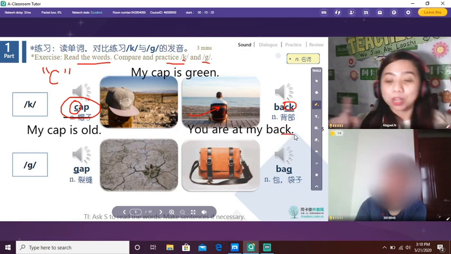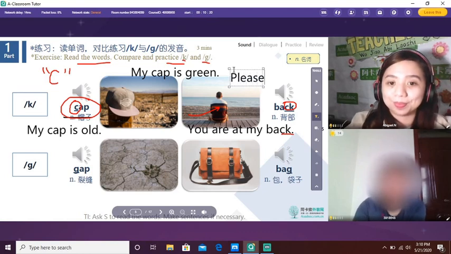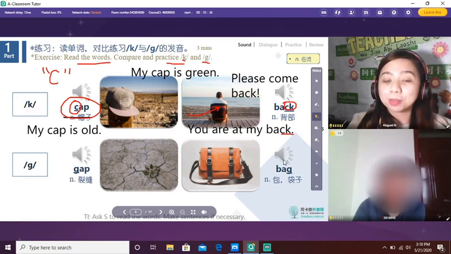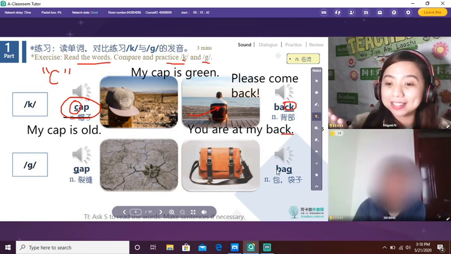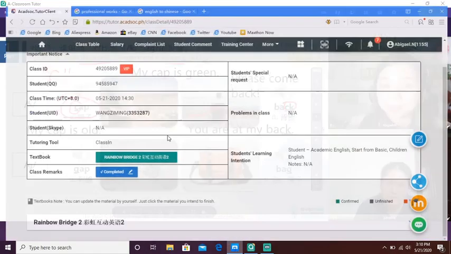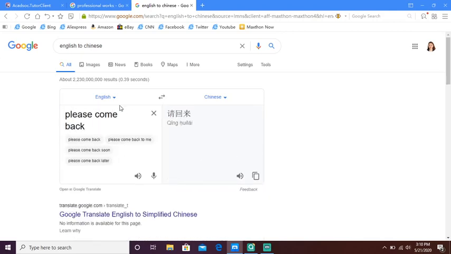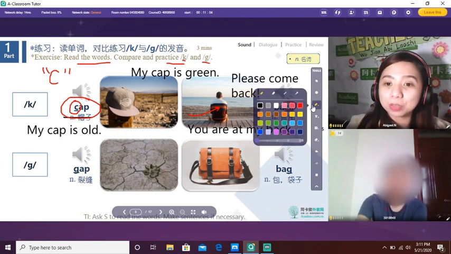Think of a sentence with back. Come back. Yeah. Please come back. Oh, yes. That's correct. Please come back. Is this what you mean? Please come back. Come back. Please come back. It's like 请回来. Yes. Okay. Now, how about this word?